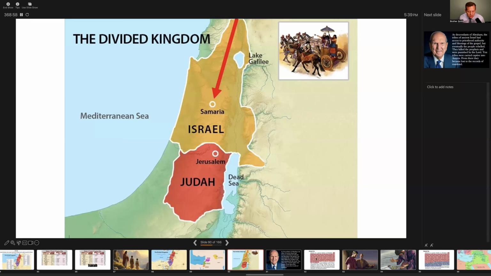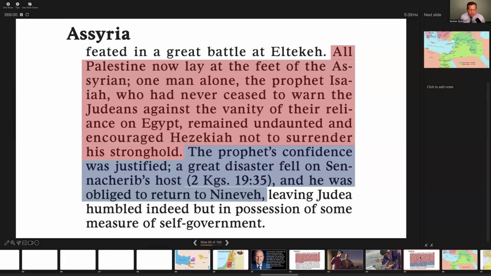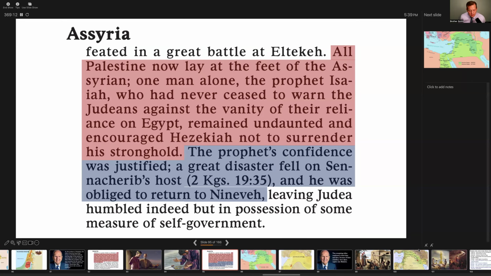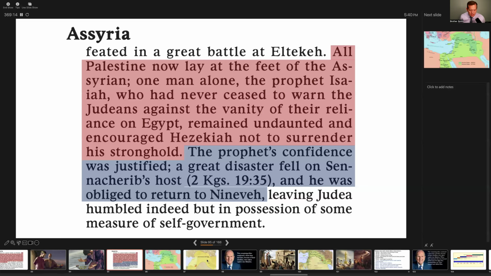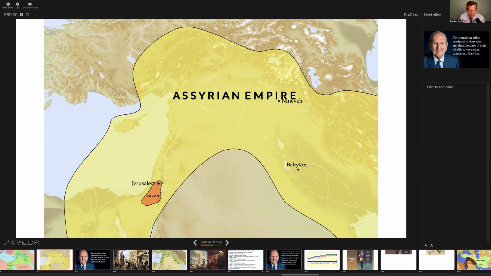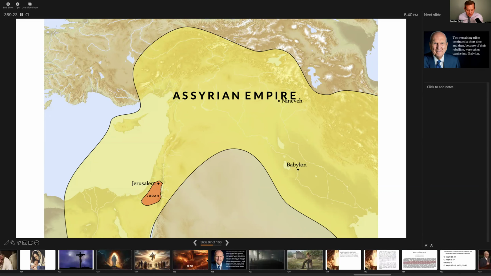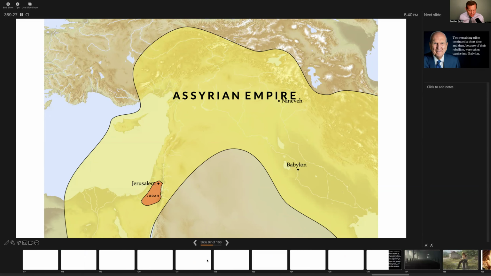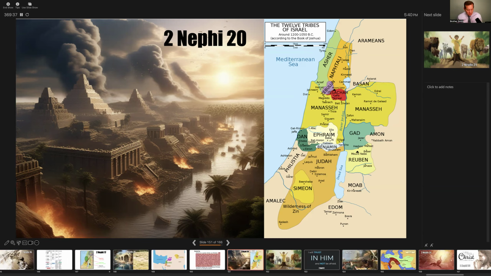200,000 Assyrian soldiers die in one night, remember? The prophet's confidence was justified because a great disaster fell on Sennacherib's, or Assyria's, army. And Assyria, the whole army and the king, were obliged to return to Nineveh. Remember how the Assyrians conquered everything but the southern kingdom of Judah. All right, so chapter 20 is pretty good. It's like he's writing a letter to this future Assyrian army, but he knows Assyria is never going to read it because it wasn't about them. It was a message to the people of Jerusalem, the faithful people of Jerusalem.